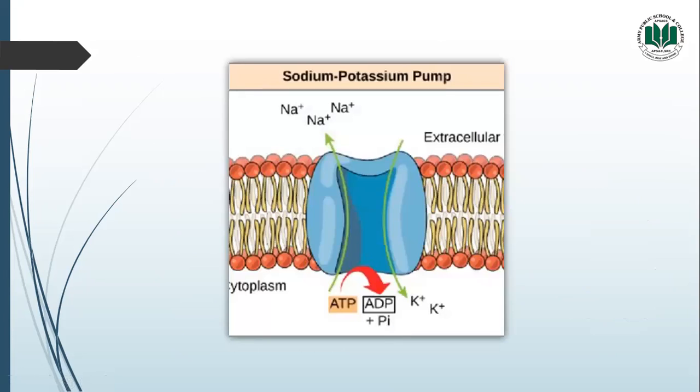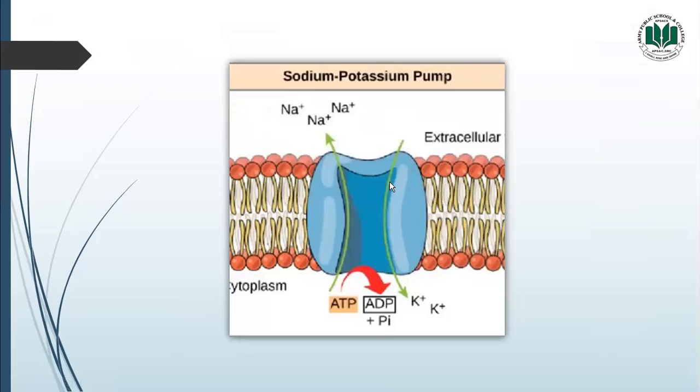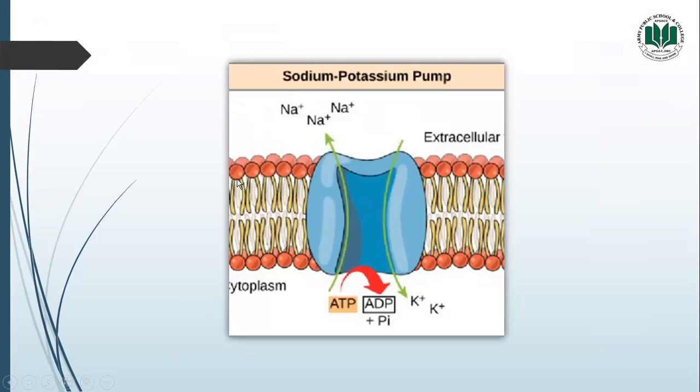Now let's revise the concept once again with this diagram. Let's see the diagram once again. This is the cell membrane, lipid bilayer. This is an embedded protein, a carrier protein. If it is a neuron, this carrier protein is called the sodium potassium pump. See, here it is the sodium potassium pump.